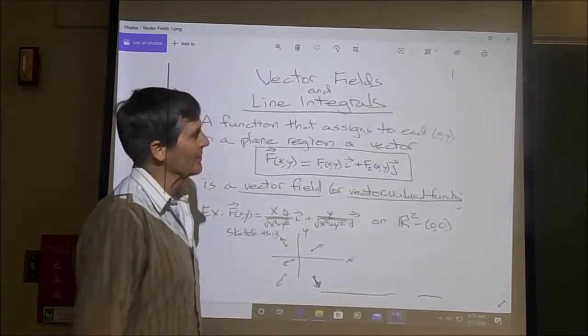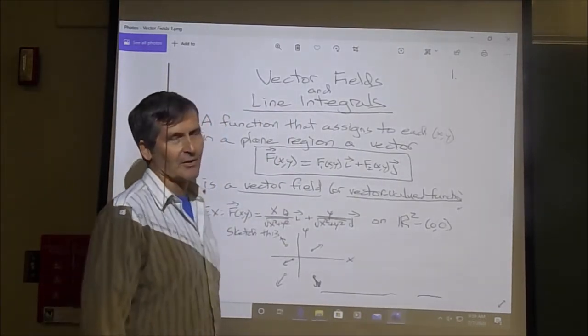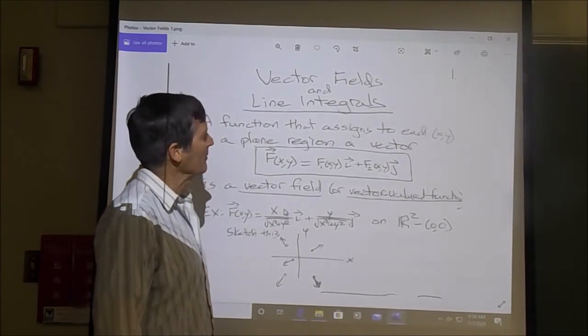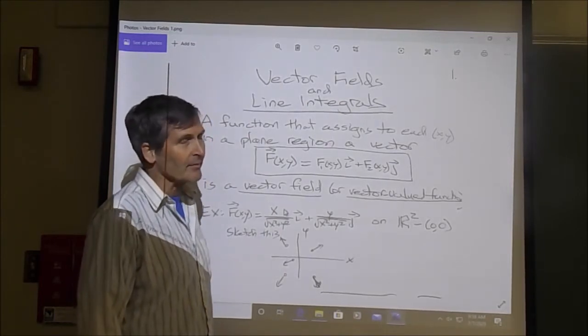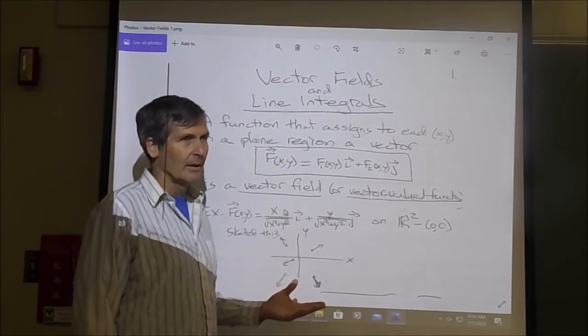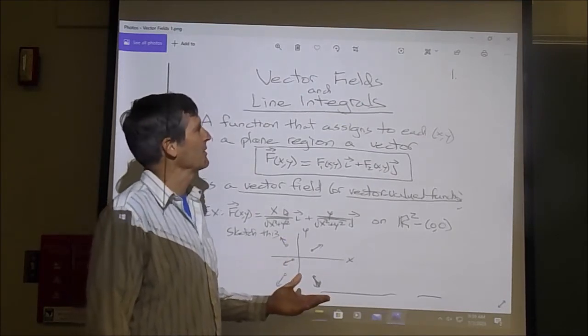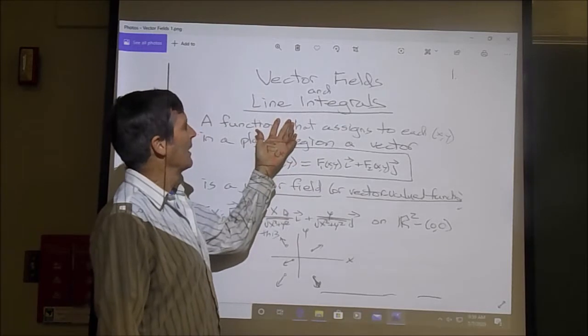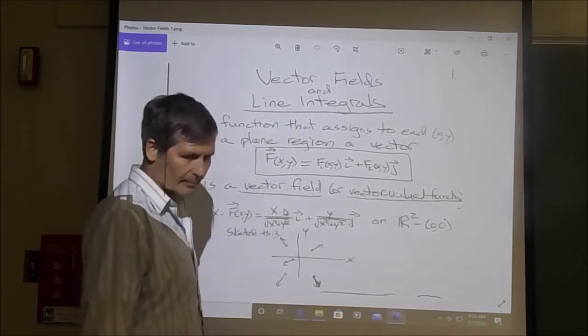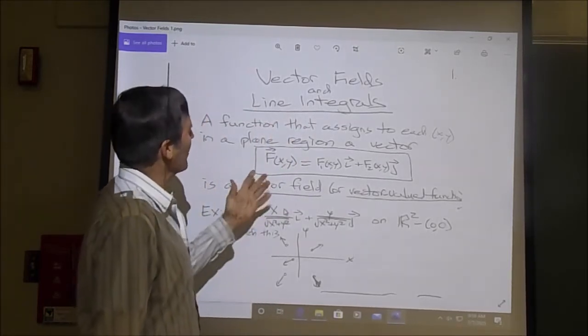We'll do line integrals this chapter, and we'll also do vector fields. Today we'll just do the vector fields, and we'll get on to the line integrals involving them. We did multivariate calculus. Now we're going to do vector calculus here. So, like I said, this part isn't so bad.